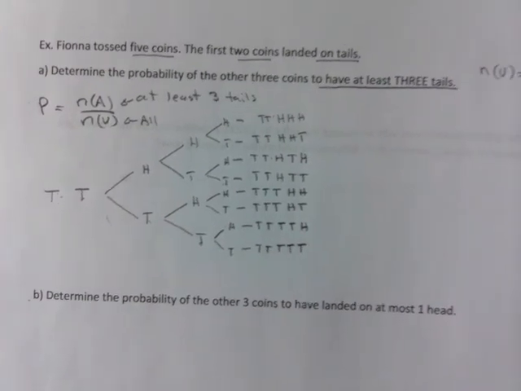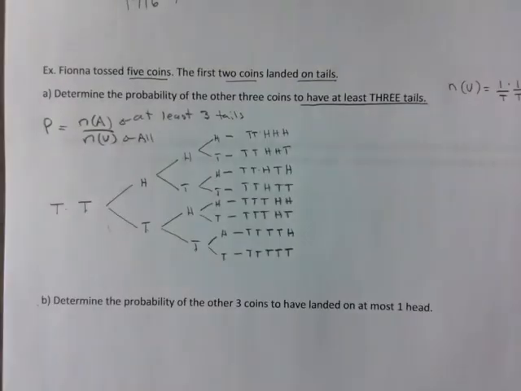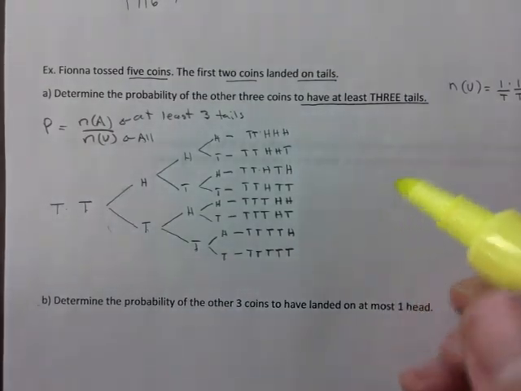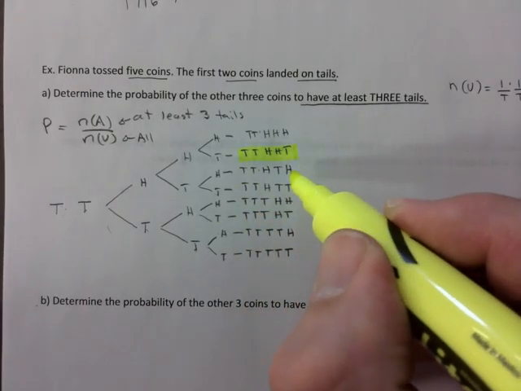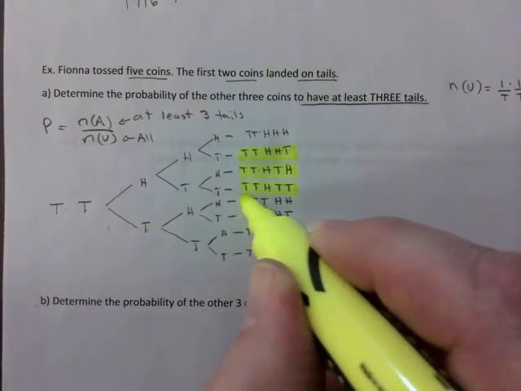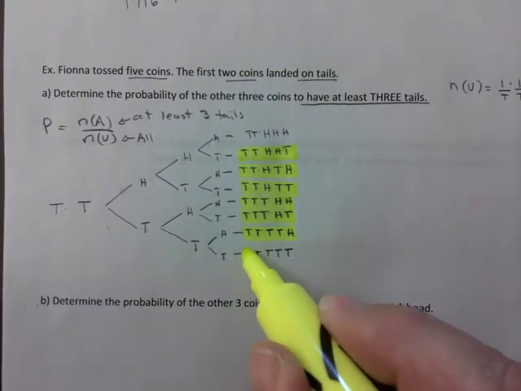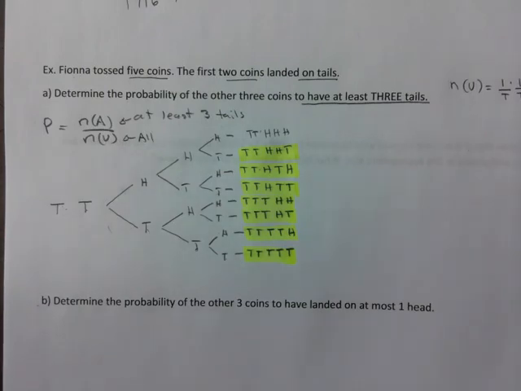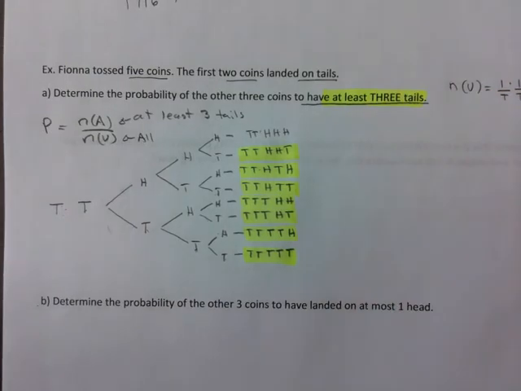How many of these have at least 3 tails? Let's highlight them. Okay. At least 3, so 3 or more. So you've got 1 there, 1 there. This one has 4. This one has 3. This one has 4. This one has 4, and this one has all 5. Okay. So with coins or true and false questions, tree diagrams are very nice for that reason.